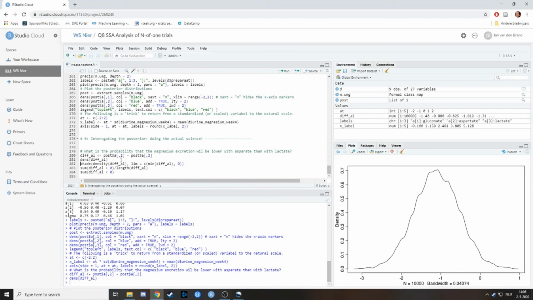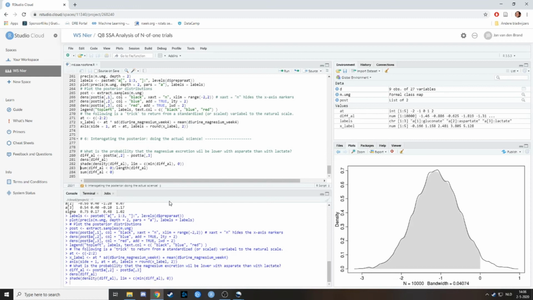So here you can immediately appreciate that most of the distribution of the difference is below 0. So actually a very large portion of the distribution of this difference between aspartate and lactate is below 0, indicating that most of the times aspartate will result in a lower magnesium excretion than the lactate.